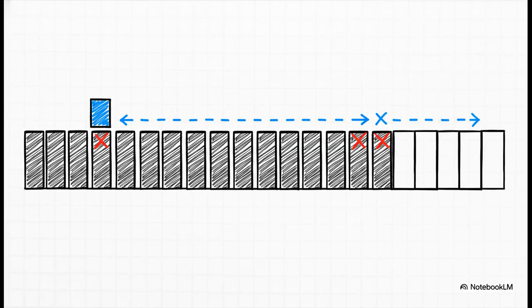But you can probably see the problem here, right? This super simple approach creates something called primary clustering. Items just start to clump together, and this creates these long, unbroken blocks of occupied slots, which are basically like traffic jams for our data. Now, if we want to find something, we might have to search through that whole clump one by one, which, well, it slows everything down.